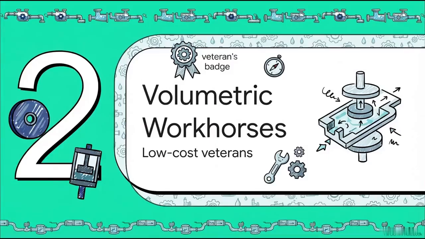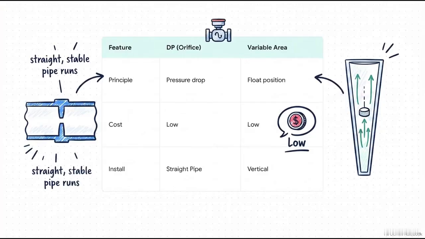Moving on to Section 2, the everyday volumetric workhorses. Let's look at the simple, low-cost veterans of the industry. Now, both of these meters are super budget-friendly, ranking low on the cost scale, but they operate on very different, albeit simple, mechanical principles. Picture drawing a straight pipe and then inserting a literal restriction, like an orifice plate, smack in the middle. The differential pressure, or DP meter, measures the pressure drop right across that physical hurdle.